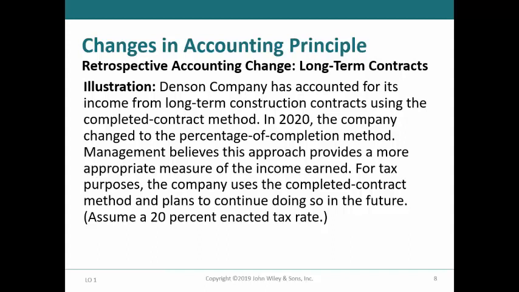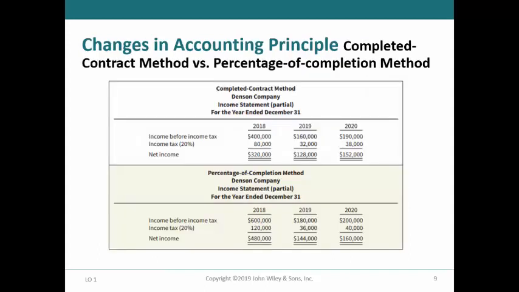accounting for long-term construction contracts from completed contract to the percentage of completion method in 2020. Management believes that this approach provides a better measure of income earned. For tax purposes, Denson will continue to use the completed contract method. The enacted tax rate is 20%. This slide shows at the top a partial income statement using the completed contract method, and at the bottom a partial income statement using the percentage of completion method.